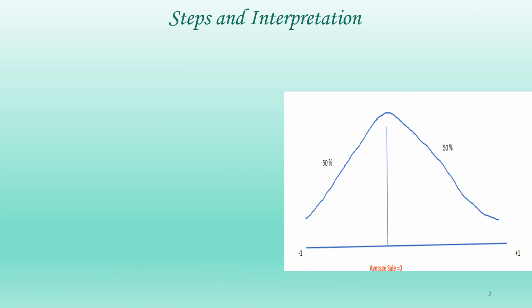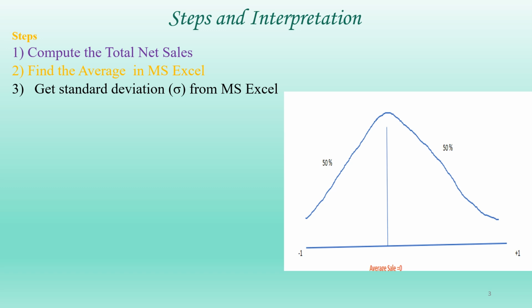Steps and interpretation. Let's go for the steps. First, we need to compute the total net sales. We always take the net sales instead of the gross sales. Find out the average in Microsoft Excel and get the standard deviation from Microsoft Excel. And in the corner, we can see the standard normal distribution probability table or the diagram.